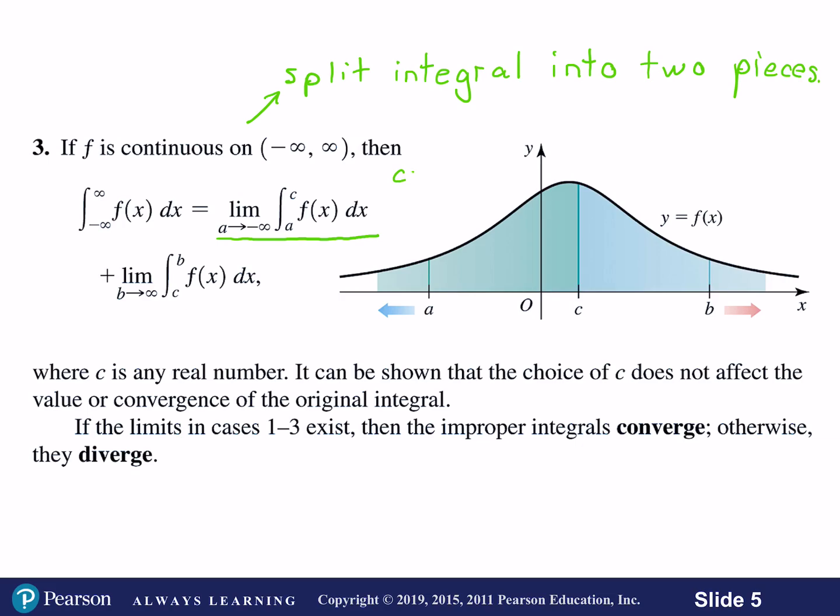So c, in this case, could be equal to 5, if you wanted it to. Or c could be square root of 2. Really just anything. And then we add that to the limit as b approaches infinity of the integral from c to b of f of x dx. And then this will give us the full value for the integral. As it says below, the choice of c does not affect the value or the convergence of the original integral. All right, if any of these integrals give you a finite number, so that's not infinity, not negative infinity, then the improper integral is said to converge. Otherwise, they diverge.